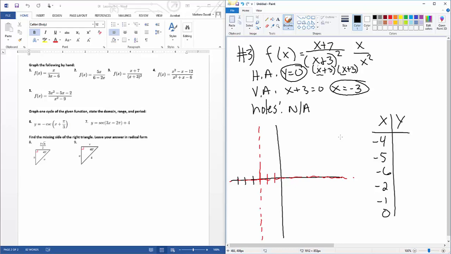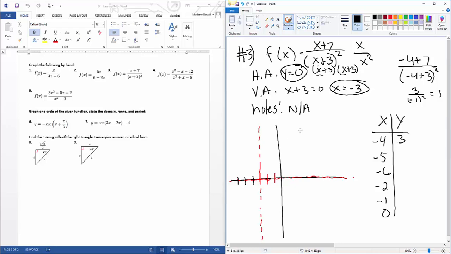So I could just plug in negative 4 and say negative 4 plus 7 over negative 4 plus 3 squared. I just replace the x with it, so that's going to give me 3 over negative 1 squared, so that's just 3. So we can do that. We can go through each one and plug those in.